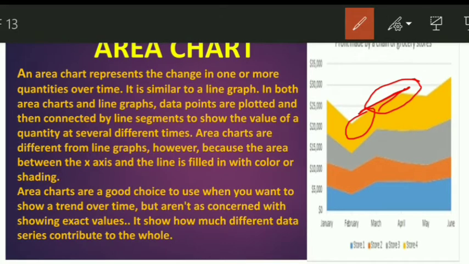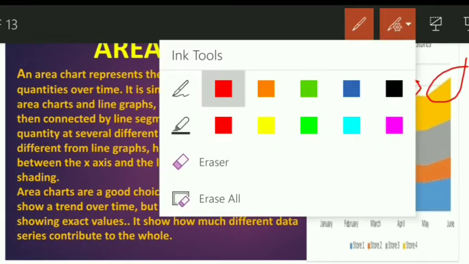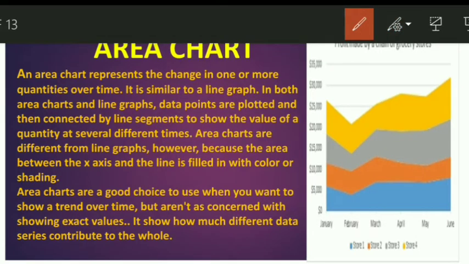or this particular time the sale was more, in this particular time the sale was the most. So in this way we can predict, but we cannot tell the exact numerical value; it will be a little bit difficult to predict. So it is telling that area charts are a good choice to use when you want to show the trend over time, but aren't as concerned with showing exact values. It shows how much different data series contribute to the whole. So that is one area where the area chart is lacking, but it is similar to a line chart. Only the color is filled, but we can still tell at what particular time it was more or it was less.